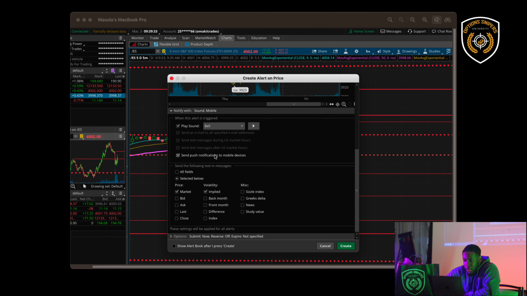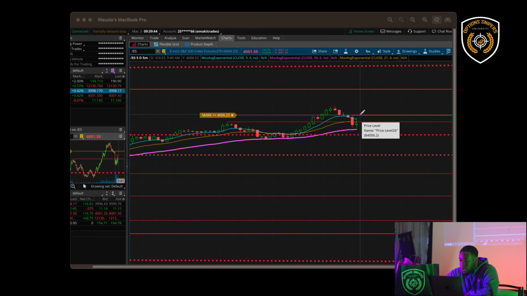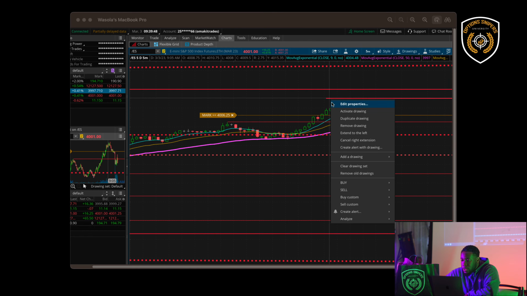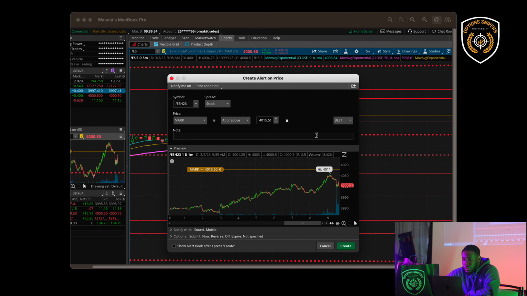As a notification on your Thinkorswim app. Okay, so we're going to go ahead and create it there. So you would create the price level. So let's say we create it here, right? Create the price level, right click it, go down to create alert, and then single, and then that's where you'd see it.